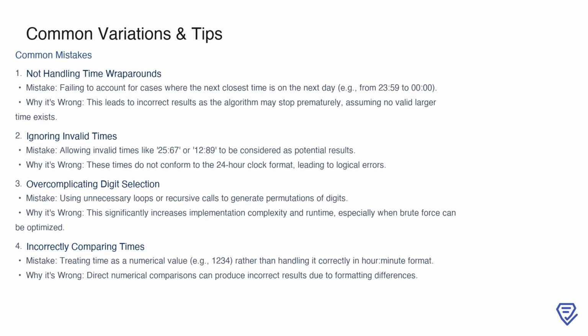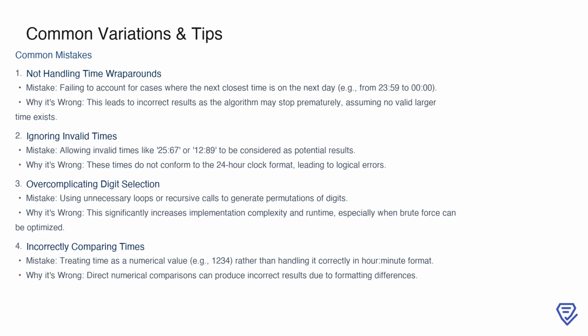First, not handling time wraparounds correctly can be a major issue. For example, if the current time is 23:59, the next closest time might be midnight on the next day, but failing to account for this will result in an incorrect solution. Another common pitfall is ignoring invalid times, like 25:67 or 12 hours 89 minutes. These values don't fit within the 24-hour clock format, and allowing them into your solution will lead to errors.